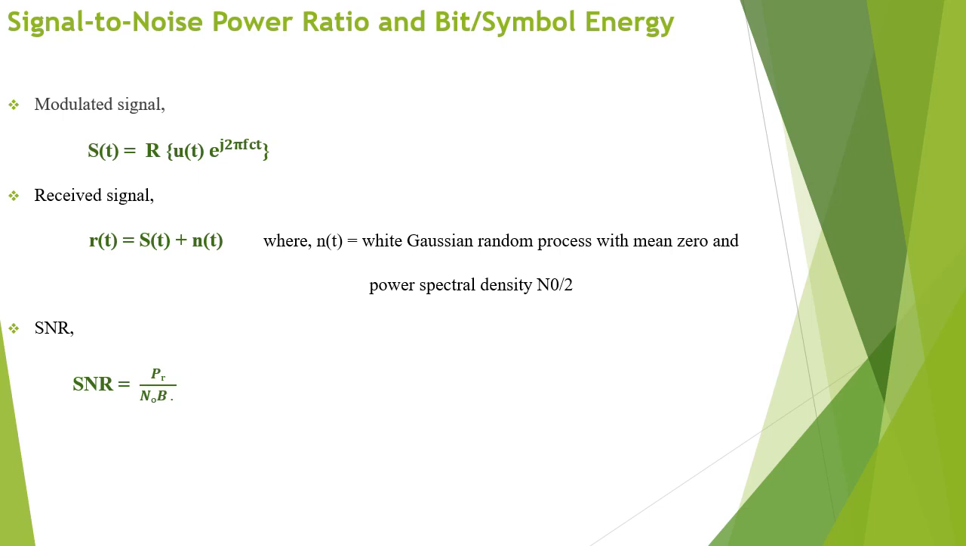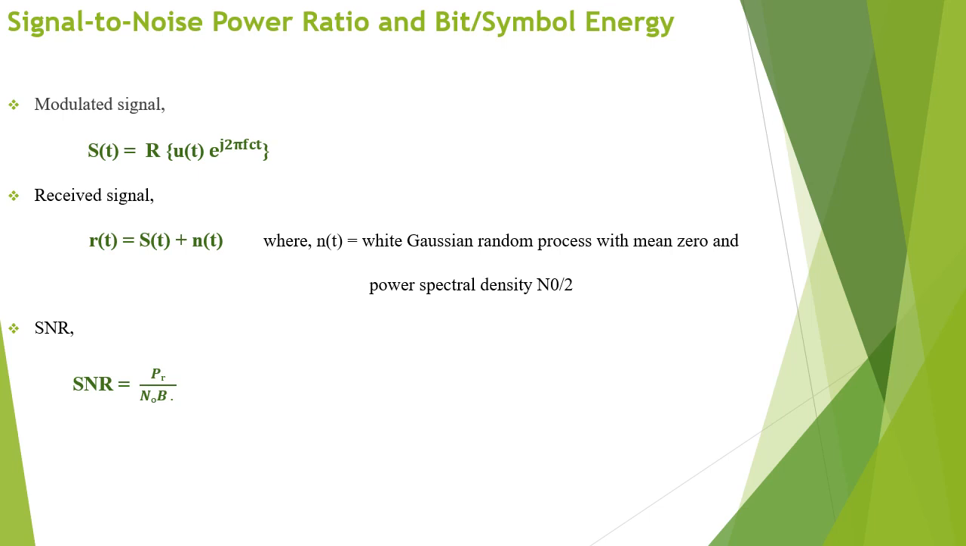In an AWGN channel, this is the modulated signal. It has a noise n(t), which is white Gaussian random noise. So basically, its mean is 0 and its power spectral density is N0/2. This is the received signal.